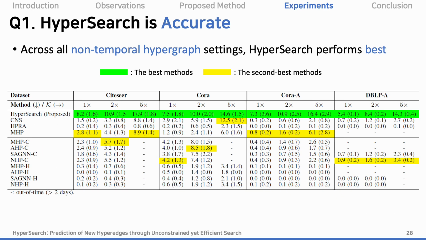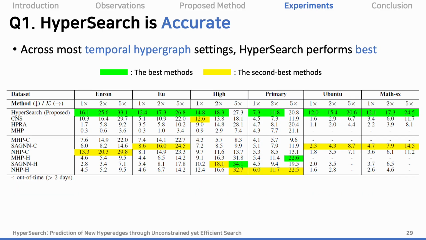Here, we present the results under non-temporal hypergraph settings. Each entry reports the average recall with its standard deviation, and the best scores are highlighted in green. The bottom 8 rows correspond to 2-stage baselines refined by HNNs. The results clearly demonstrate that HyperSearch consistently outperforms all baselines across all datasets and all prediction settings.